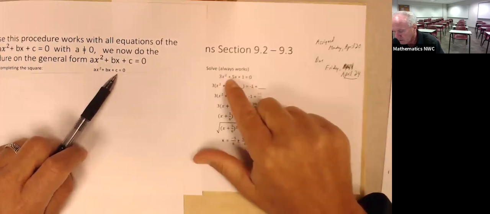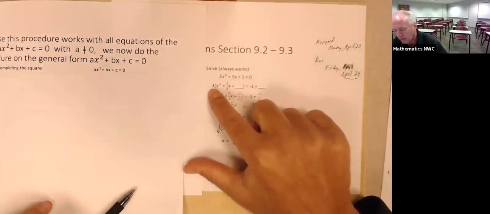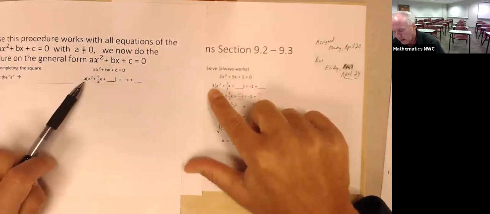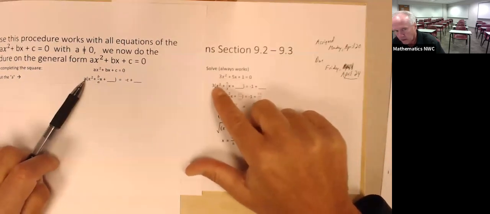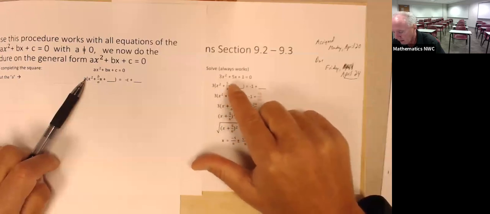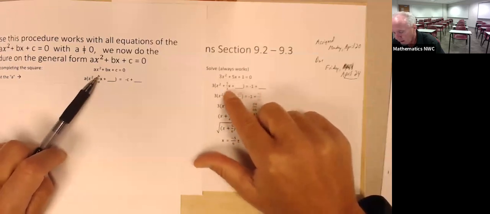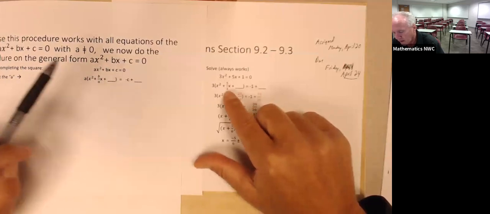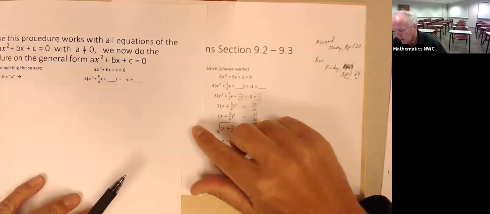My first step was to factor the 3 out. So I factored this a out front, just like I did the 3 over here. Here I got 5 over that 3. Here I get b over that a. I move the negative c across and decide how I'm going to add to both sides.